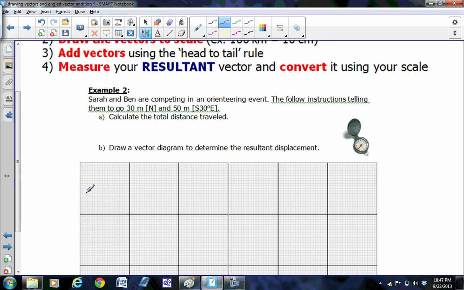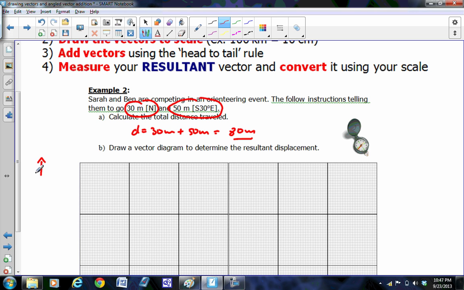So in this case, I've got a little bit more complicated example I was saying. I've got this 30 meters north, and then I'm going to be doing this: 50 meters south, 30 east. What the heck is this? Well, first of all, let's do the distance. Now, distance is easy. All you do is just do this: 30 meters plus 50 meters, 80 meters. So I actually traveled 80 meters during this particular trip.